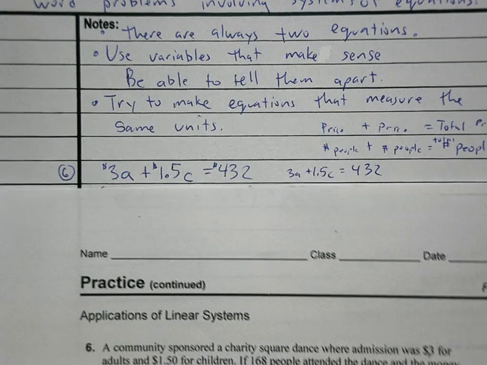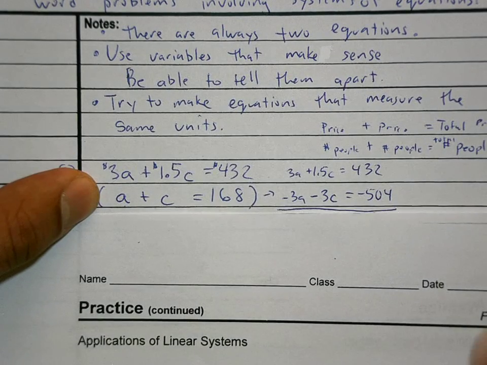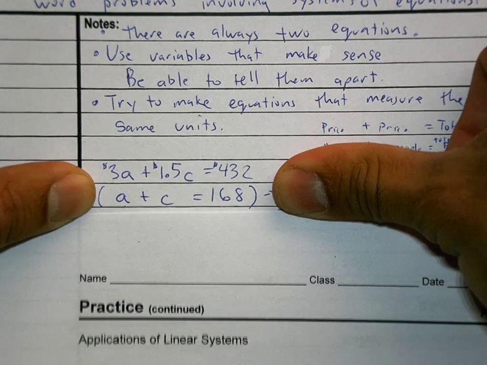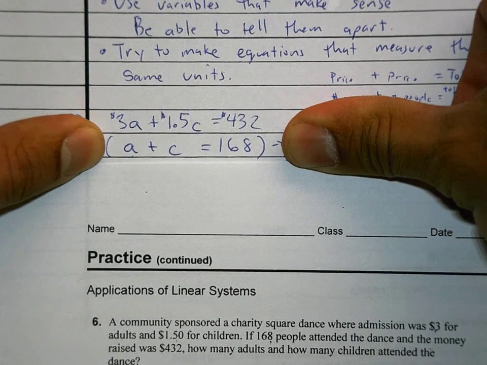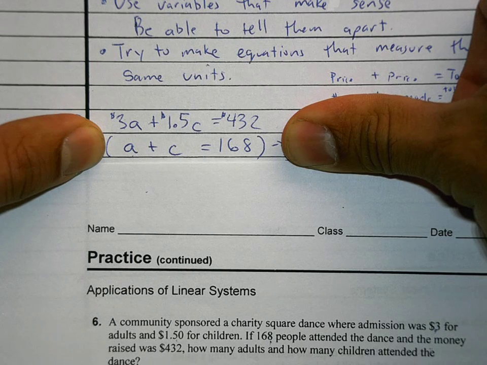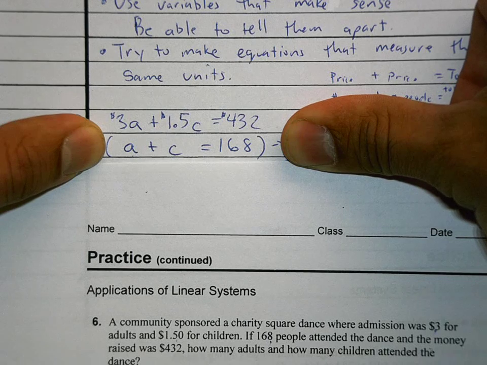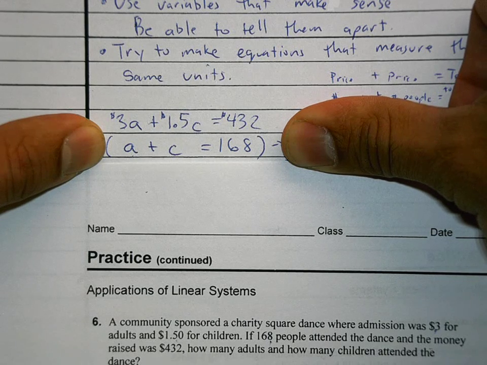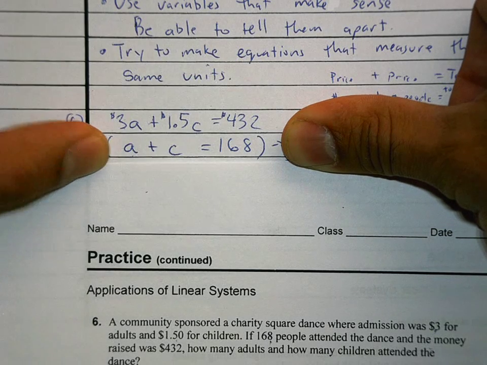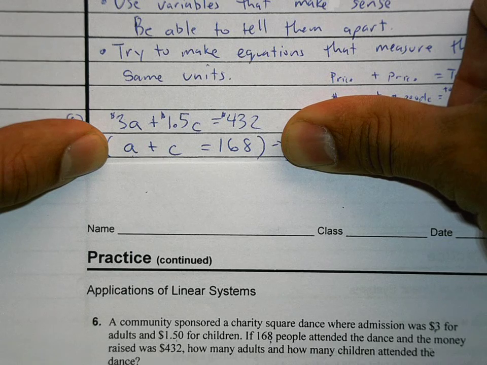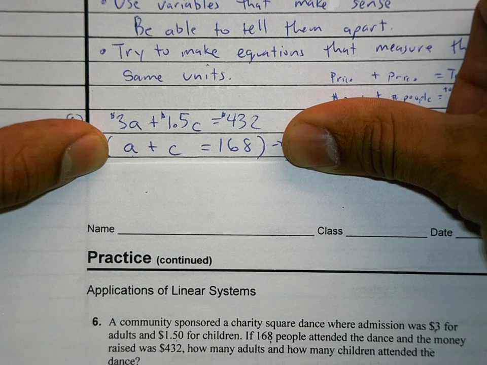Let's look at the second equation. This is what I have for my second equation, which is the number of adults plus the number of children equal a total number of 168. Because I have it this way, you get a choice. You can use the graphing method. I don't recommend it because these numbers are really big. You could use the substitution method. I don't really have a variable by itself. Or you can use the elimination method, which probably makes the most sense here.